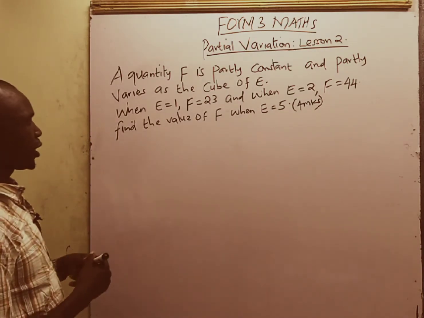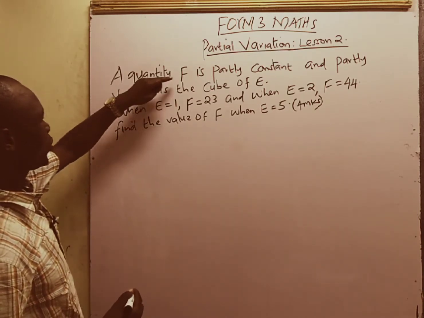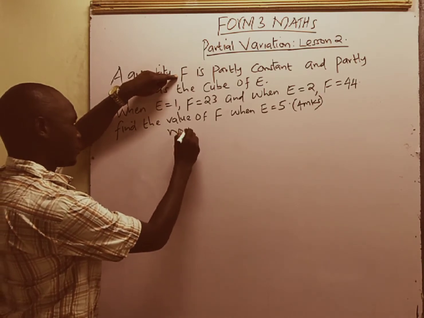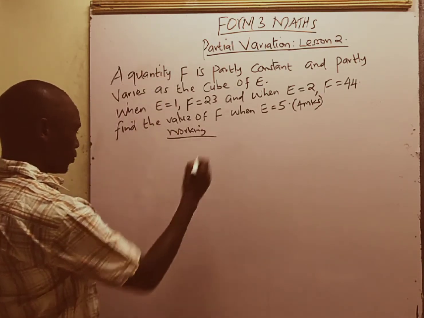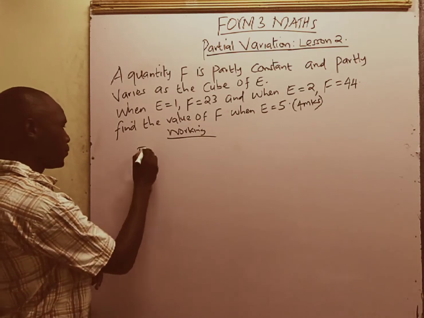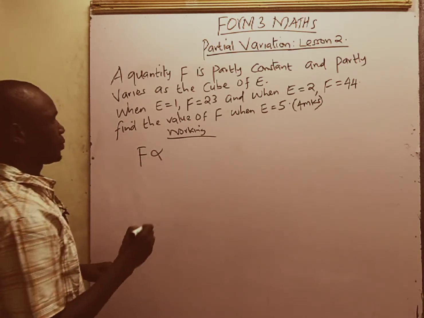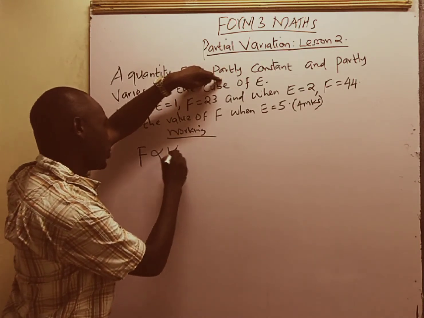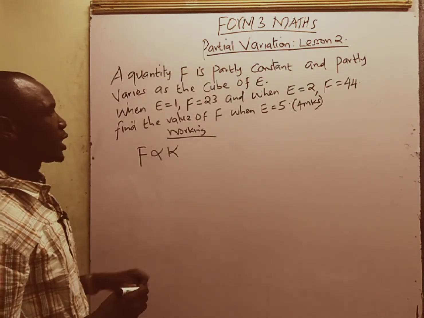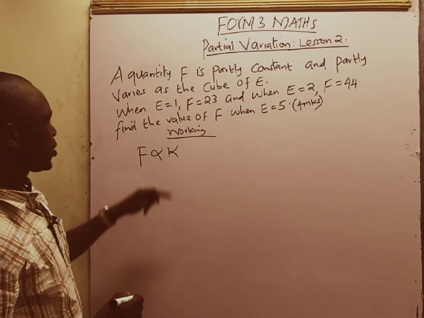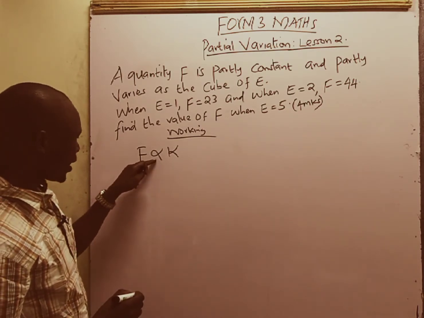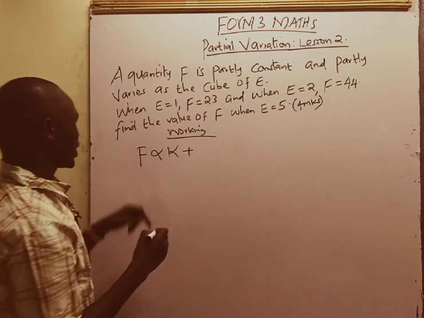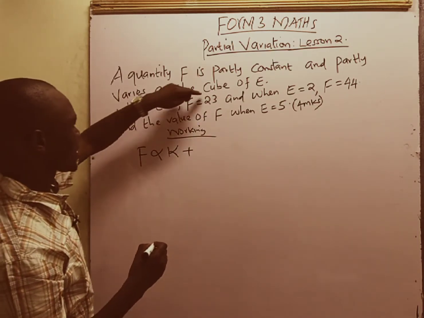Let us interpret the question. We are told the quantity f is partly constant. That means we are going to introduce a constant straight away, because f partly varies as the constant, and partly, we use an addition sign, and partly varies as the cube of e.